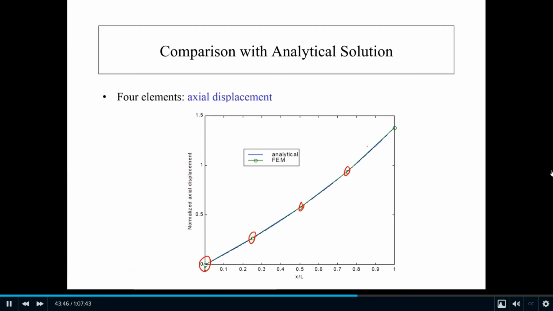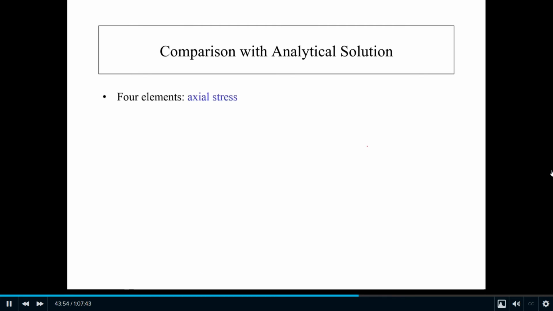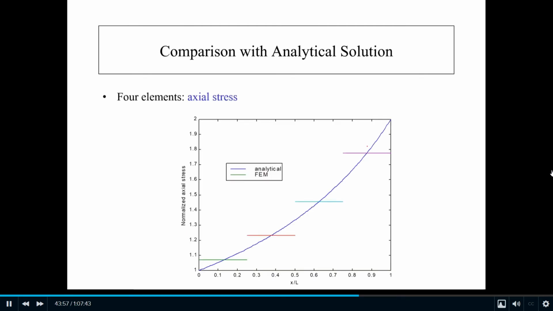Of course it looks closer to the analytical solution, because you use more elements, and the stress is also at least closer, even though it still looks quite off, because it gives you a step function here. This is the stress. If you want more accurate stress, of course, you have to use more elements. Eventually, you may have something like this if you use more elements.